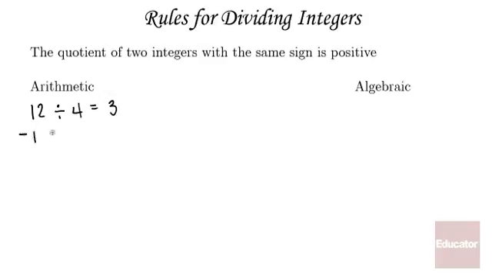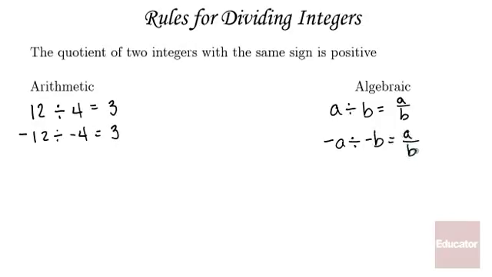If you have negative 12 divided by negative 4, your answer is going to be a positive 3. So once again, we're dividing two numbers with the same sign and your answer is positive. Let's look at the algebraic representation. Positive A divided by positive B equals a positive A over B. Or negative A divided by negative B equals a positive A over B. So, like the rules for multiplying integers, whenever you're dividing two integers with the same sign, your answer will be positive.